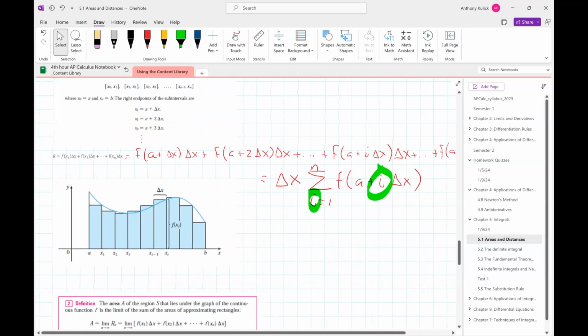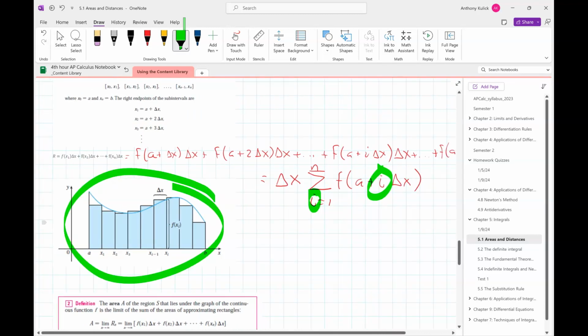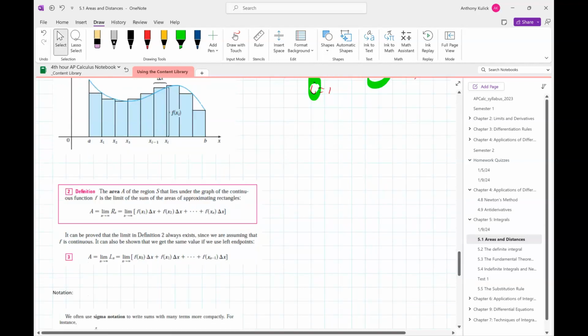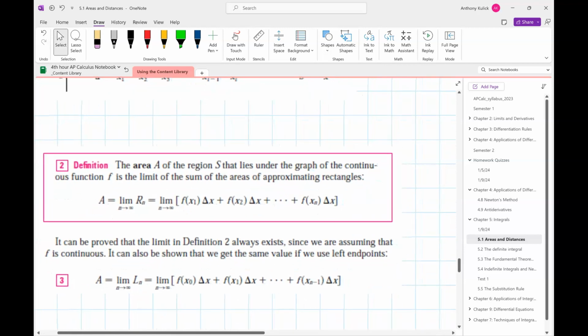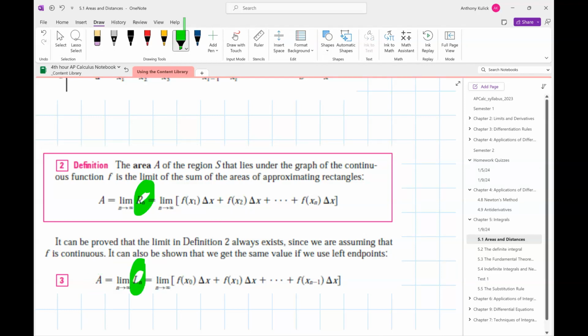So here again is my estimate. And as we've stated previously, our first definition: the area of region S that lies under the graph of a continuous function f is the limit of the sum of the areas of the approximating rectangles, which is exactly what we've been writing down the whole time. And you could show it works using either right endpoints or left endpoints. It doesn't matter. Everybody's okay there?